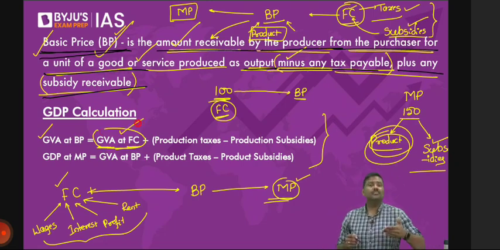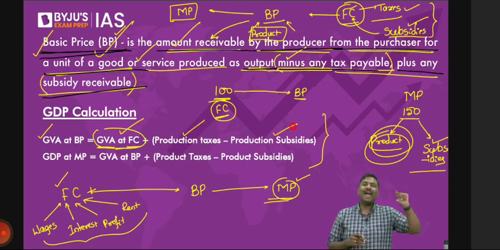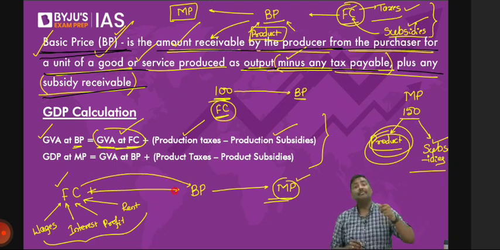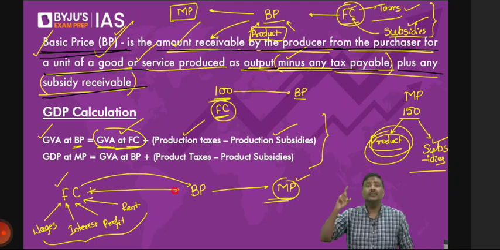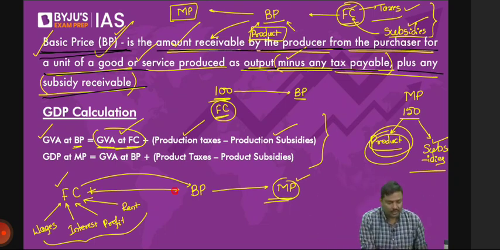Now, to the value addition, I will add production taxes and I will subtract the production subsidies. So if I add production taxes and subtract production subsidies, what will I get? Basic prices. I'm explaining the same thing. And that is not just any basic prices. It is basic prices where we are simply calculating value addition. We are not calculating every good and service here. We are simply calculating value addition. Right? So we will arrive at gross value addition at basic prices.